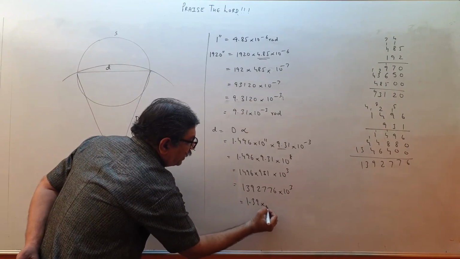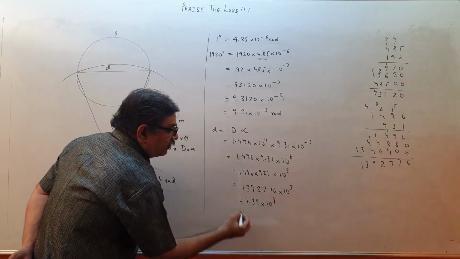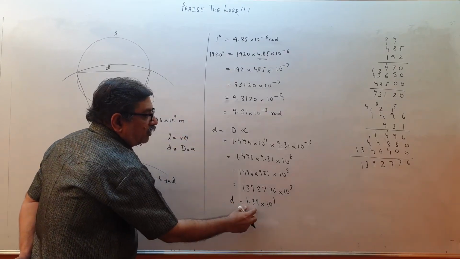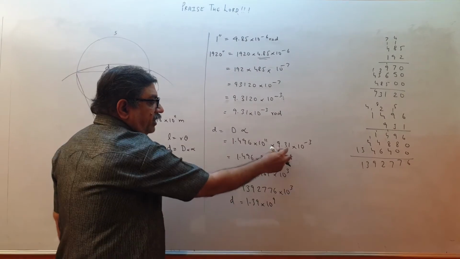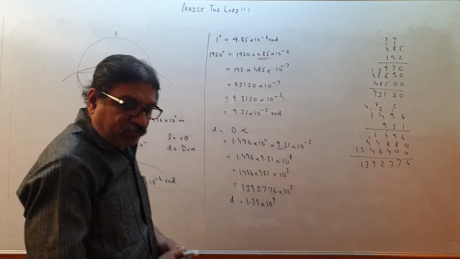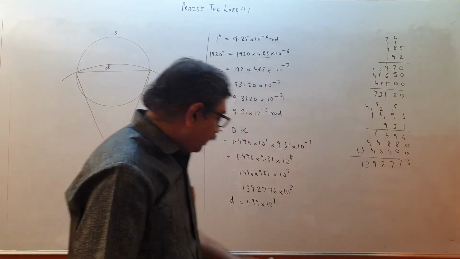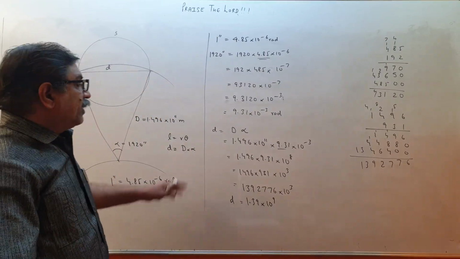So 1.39 into 10 raised to 9, by 6 places. So D is so much. Why only up to 3 places? Because 3 here and 4 here, that will take minimum. 1.39 into 10 raised to 9. That is the answer for the Sun's angular diameter.